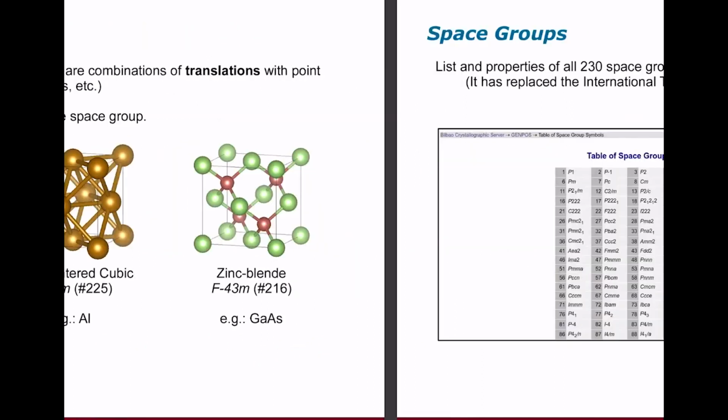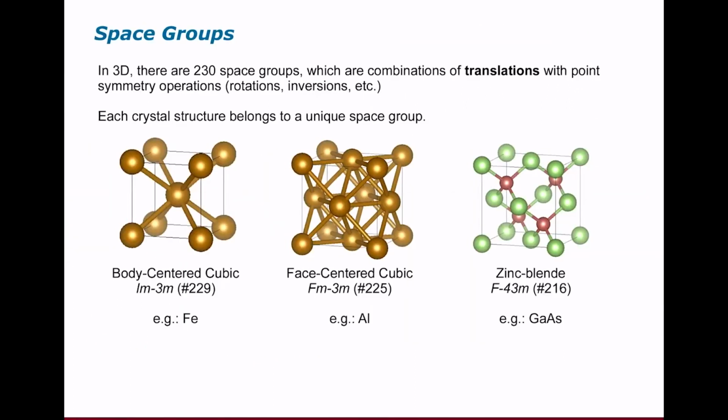Before I refer to that, let me say that, again, for each crystal structure, you have a unique space group. So for a body-centered crystal structure, for example, the space group would be Im3̄m. And there are numbers given to these. 229 is this number. For example, iron has this structure. For a face-centered cubic structure, you have Fm3̄m, number 225.